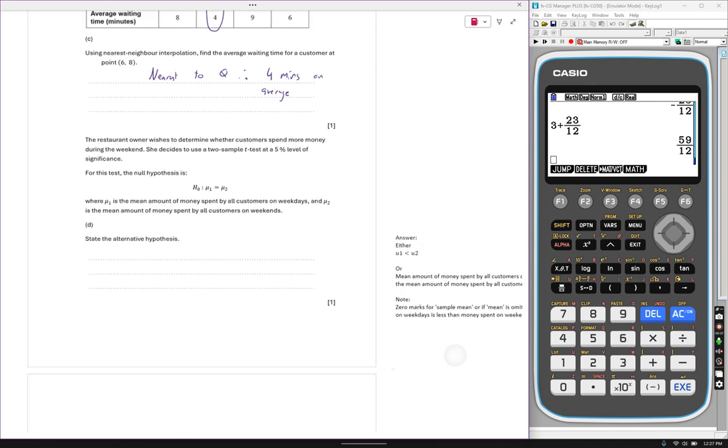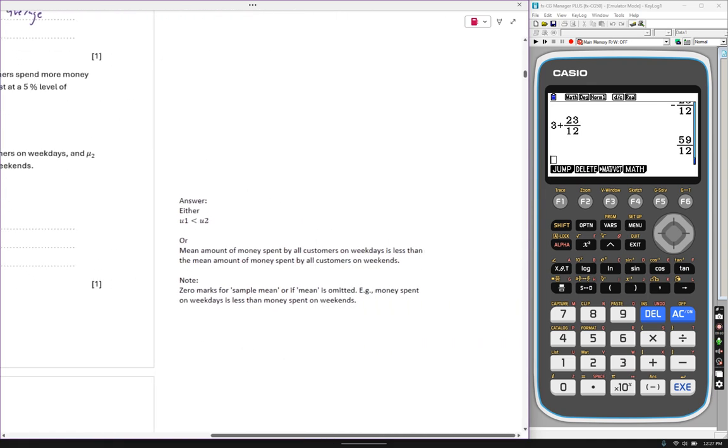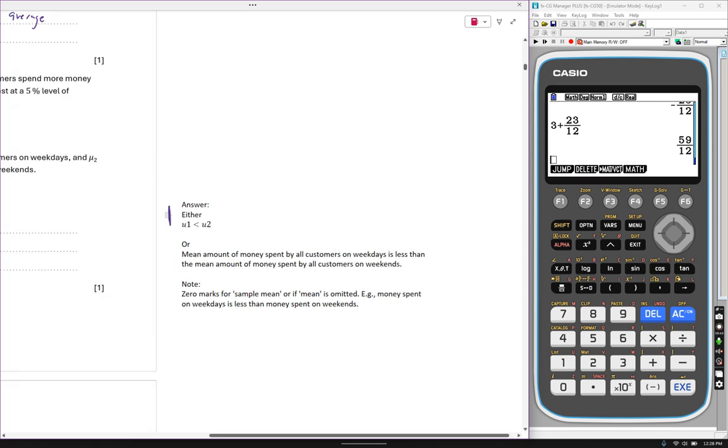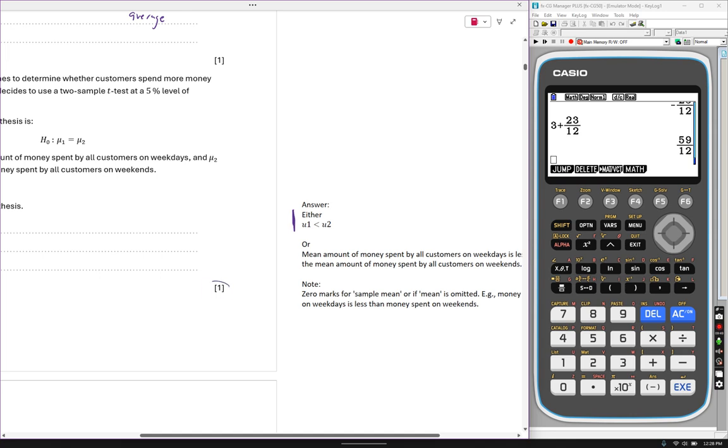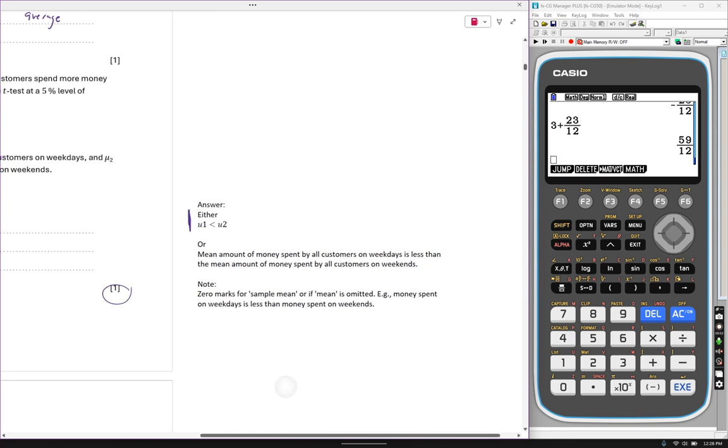Okay, you need to be specific with this, so I've taken this directly from the marking scheme. If you said U1 is less than U2, that would give you the 1 mark. Or if you wanted to write it in words, you need to be specific with the wording. So you could say the mean amount of money spent by all customers on weekdays is less than the mean amount of money spent by all customers on weekends. The specificity of the wording there is important.